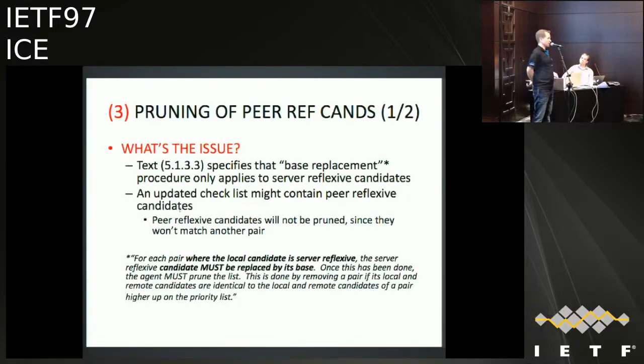I don't know if the draft explicitly says that, but I assume you're going to do it because you're going to have your server reflexive candidates and everything in there. So you will prune it again. So the idea here was that shouldn't we also then prune these peer reflexive candidates? And there are basically two ways we could do this. The first is to add to the explicit text, which talks about server reflexive candidates, the peer reflexive ones as well.